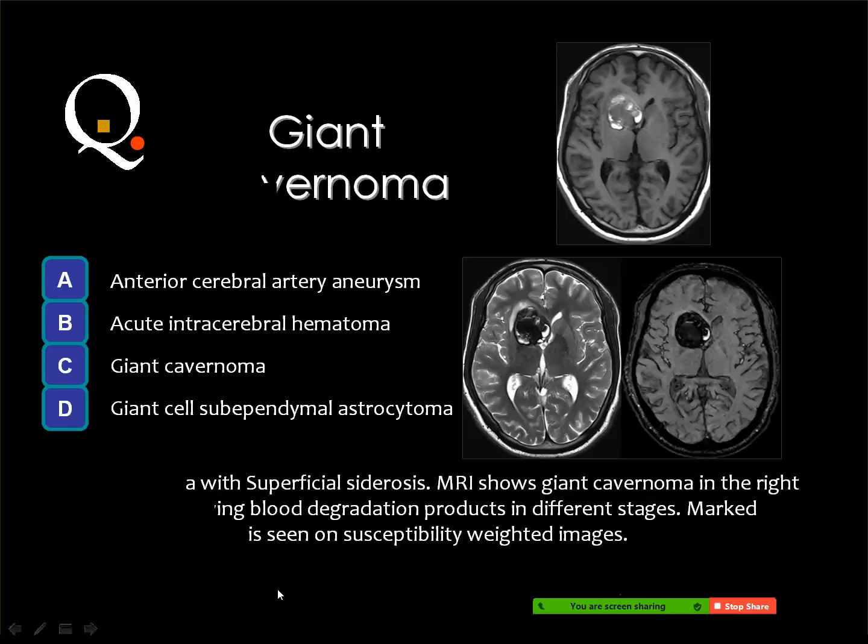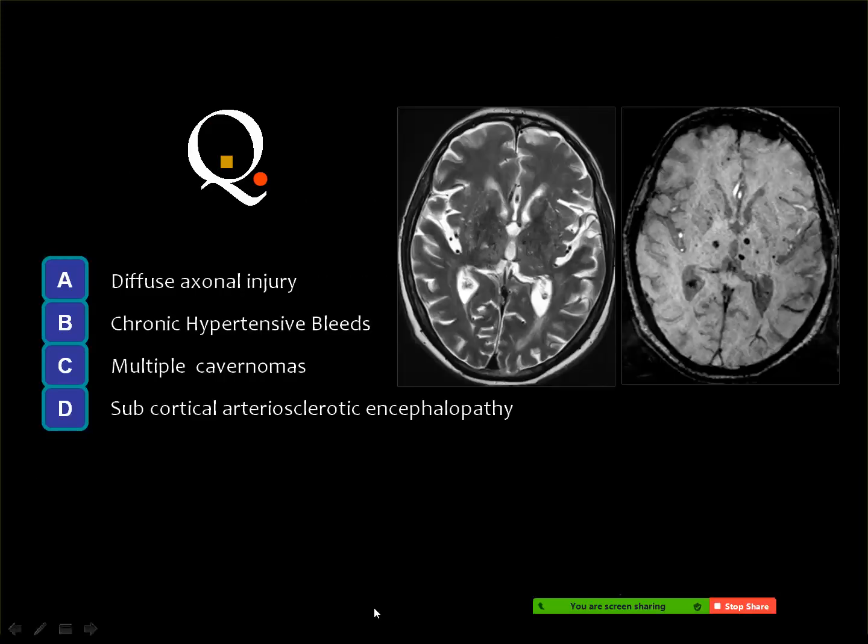Giant cavernoma. Yes, and this is right. This is a giant cavernoma diagnosed by the presence of blood elements seen in the susceptibility weighted image and also in the T1 weighted image with the characteristic hemosiderin rim and the minimal perifocal brain edema.